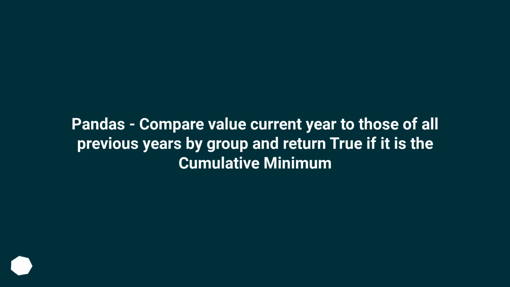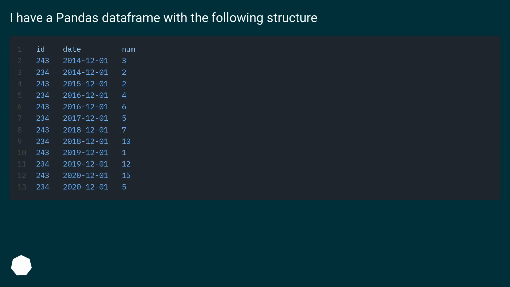Pandas, compare value current year to those of all previous years by group and return true if it is the cumulative minimum. I have a Pandas data frame with the following structure.